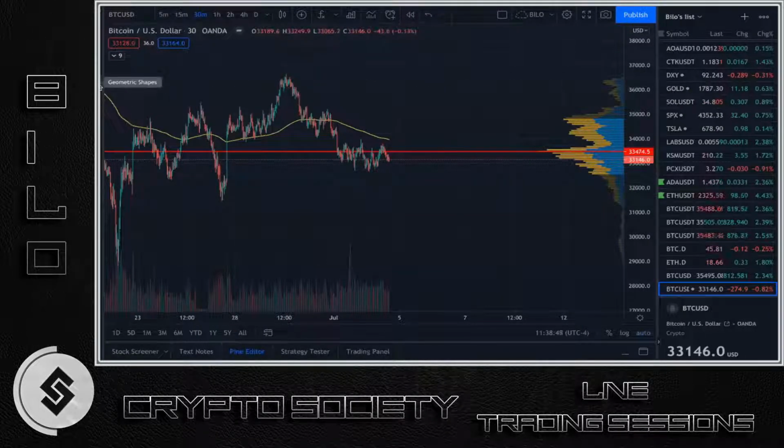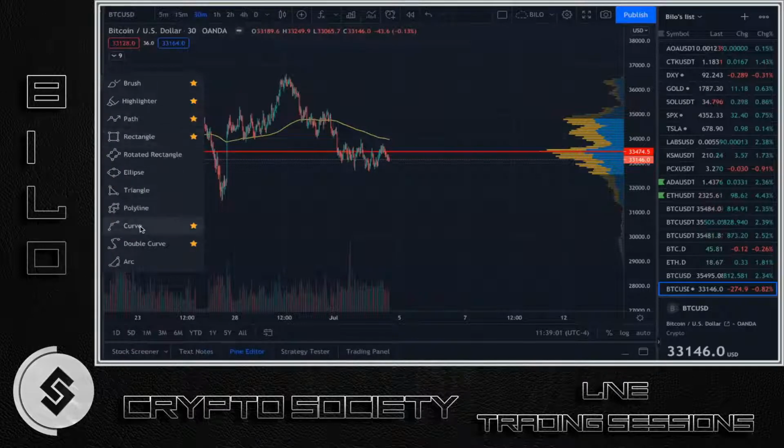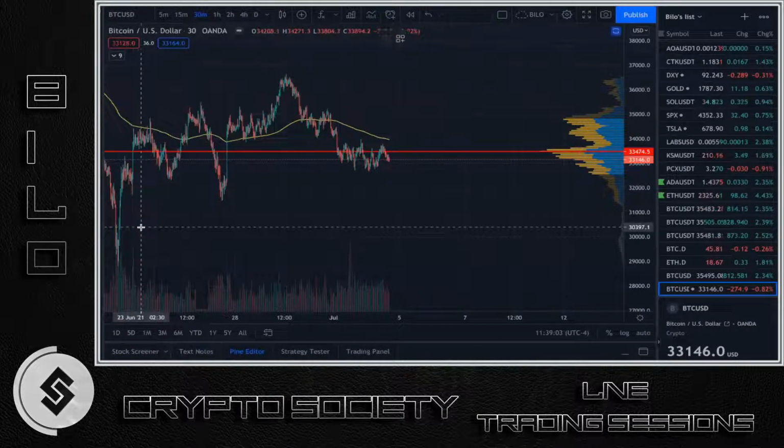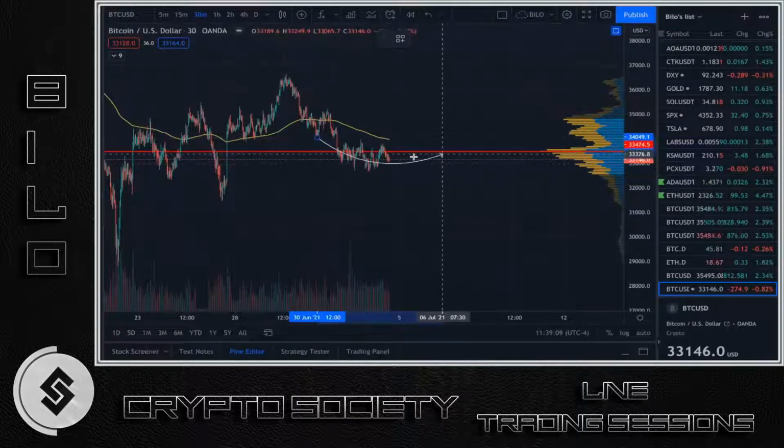So sometimes we'll see price action actually travel not in a straight line, not in a channel, but in a curve. And it's usually very, very bullish when we see this.